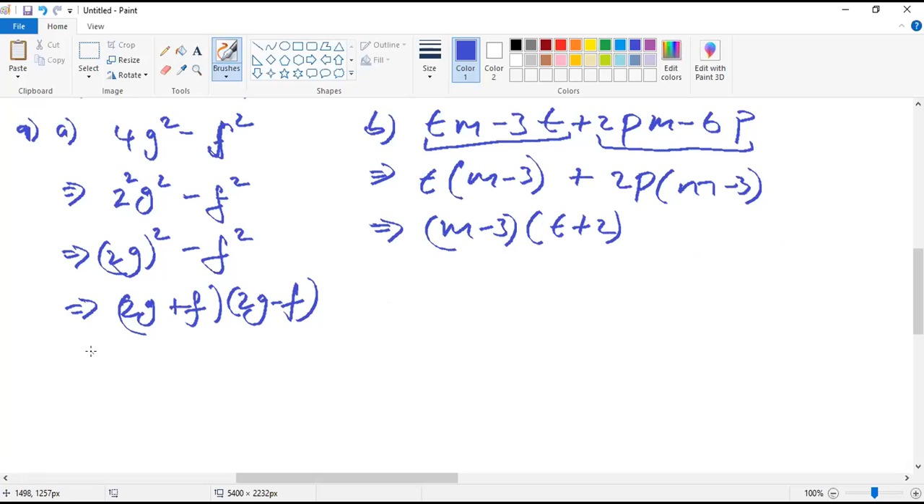So let us see if we can do question 10. I guess I can squeeze it here. Put 10, 10a. 10a is 7mp squared, 14m squared p. Any ideas?